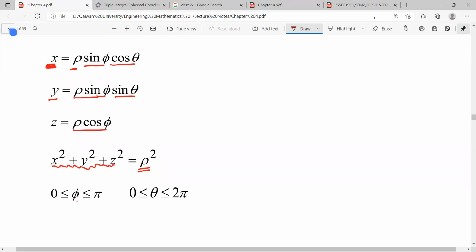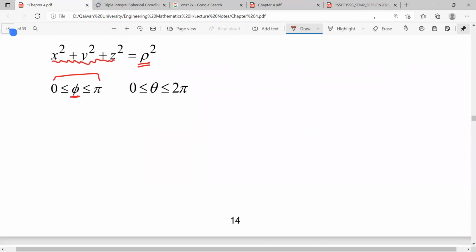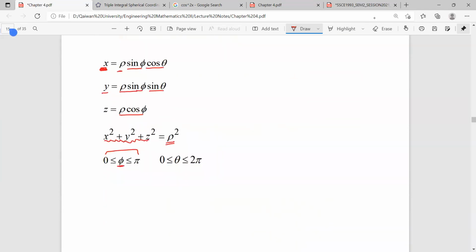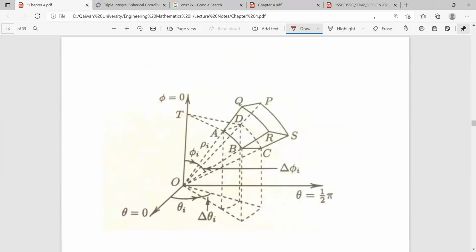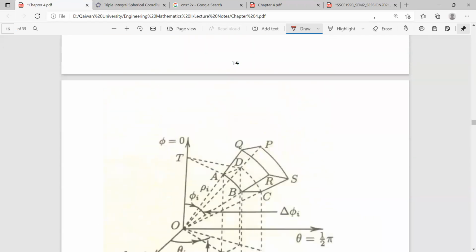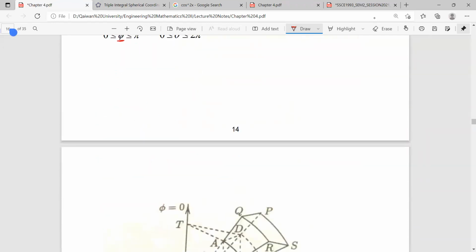Here, phi is always from 0 to pi. That means phi must not be greater than pi and less than 0. And also, theta is from 0 to 2 pi. It must not be greater than 2 pi and it must not be less than 0. Okay? We just do these modifications in the example, then find it in the spherical coordinates.